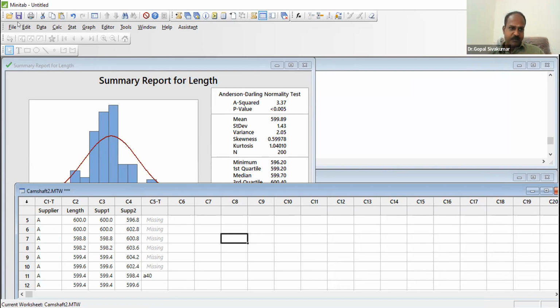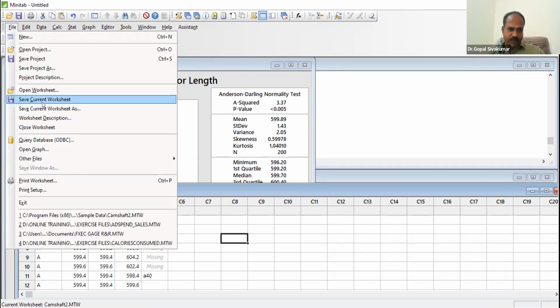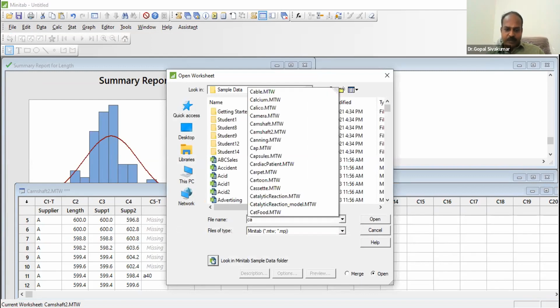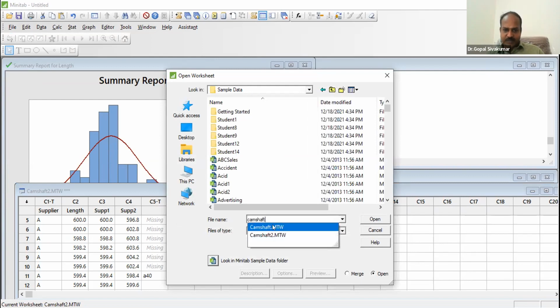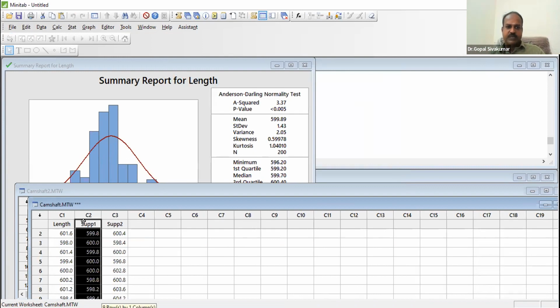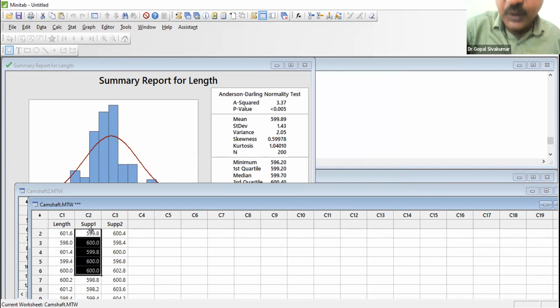If you have MINITAB, go to File, Open Worksheet, go to the Sample Data folder, and then type here camshaft. This data will come, camshaft.mtw. Open. Now all of you will have this data file and you work on your own. Plot a histogram of this and then consider the numbers 5 each. And then you see whether your data is following normal or not. Yes. Okay. So then that will be clear.